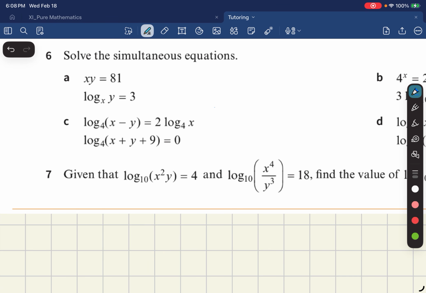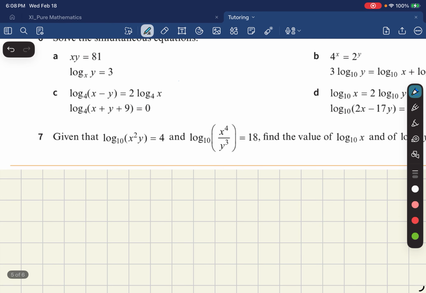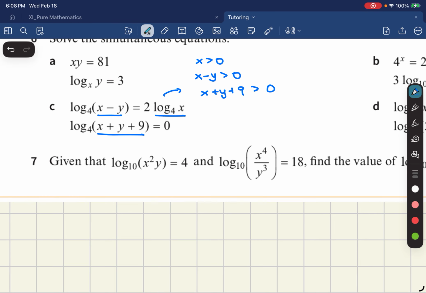Question 6c tells us to solve the simultaneous equations. For the first equation, we have some conditions. My x must be bigger than 0, which I get from this. My x minus y must be bigger than 0, which I get from this. And my x plus y plus 9 must be bigger than 0, which I get from this. So that is very important to remember.